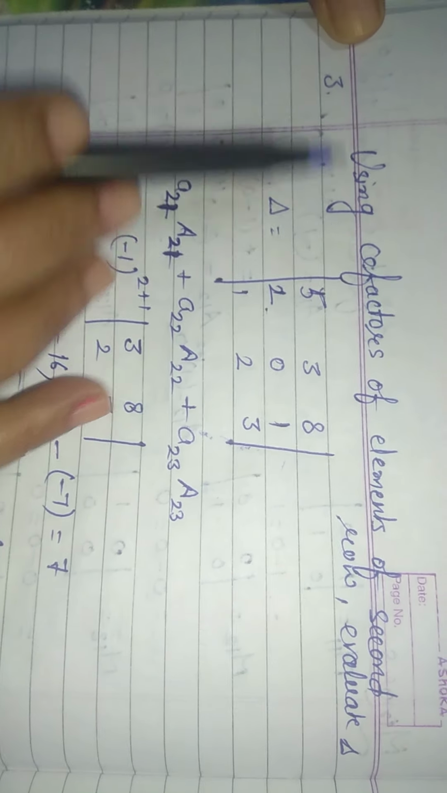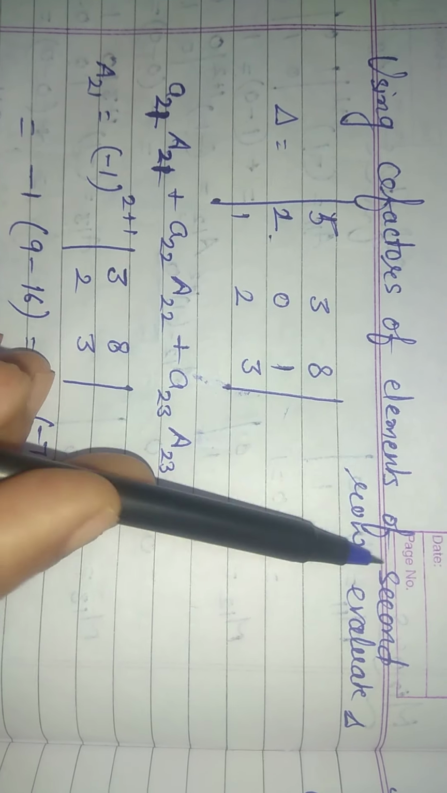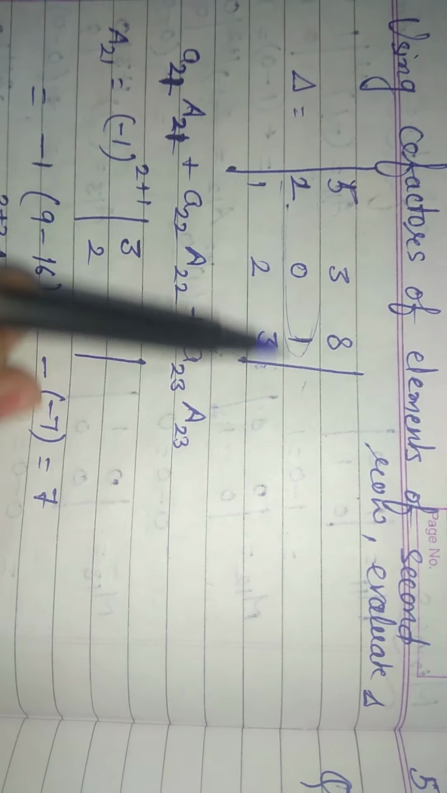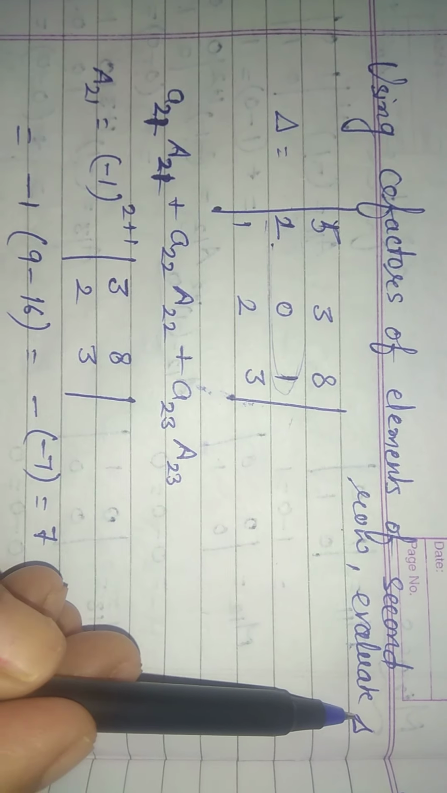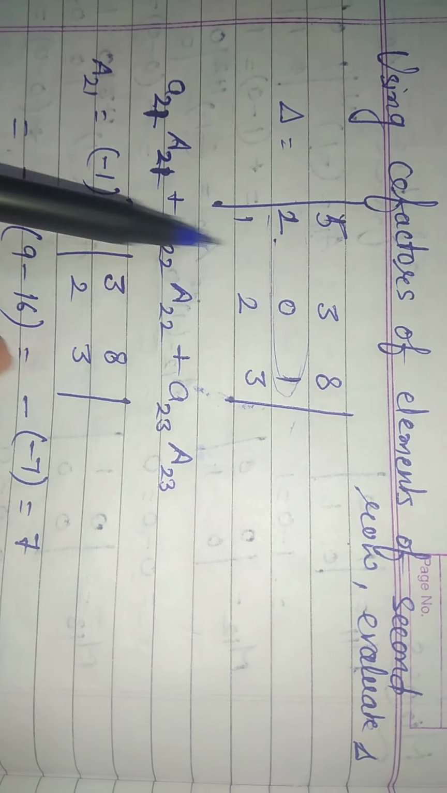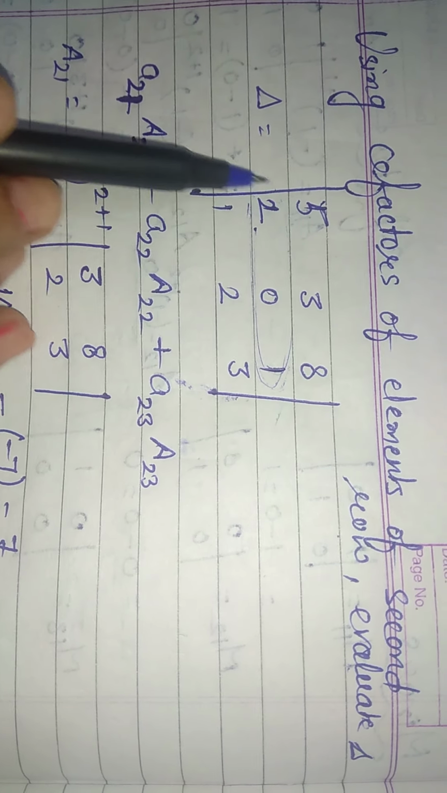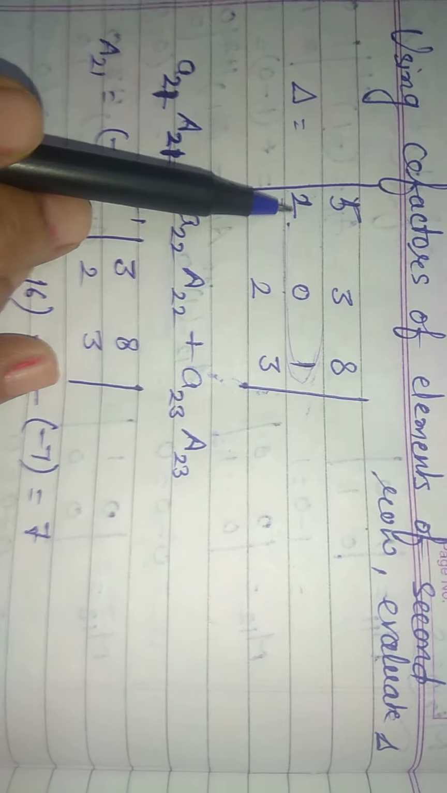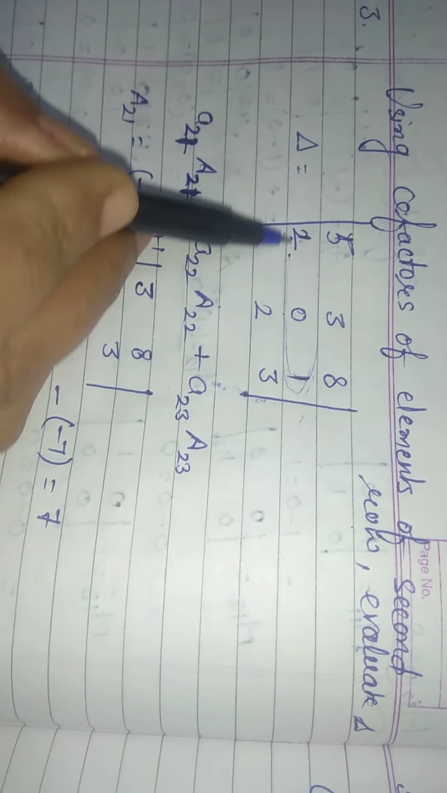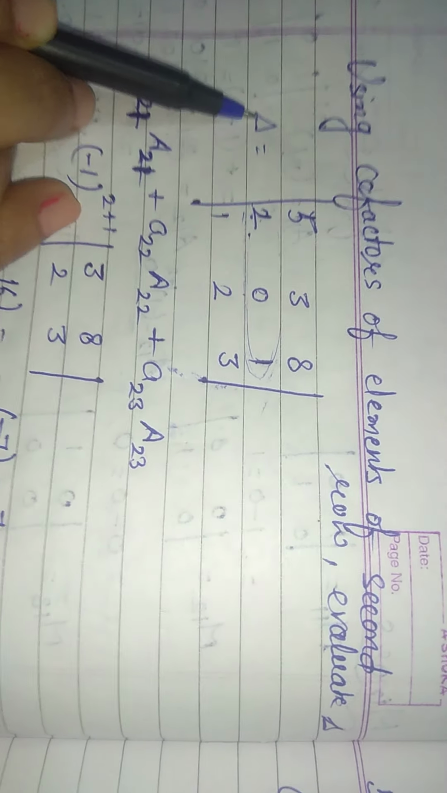Now look at the third question. Using cofactors of elements of second row. It means you have to just find the cofactor of this row. Evaluate delta. In the first exercise, you found the determinant value by using any row or any column. In this, we will find the value of delta by using second row elements. Then what is the formula for finding the determinant? By using second row, how will you find out delta?